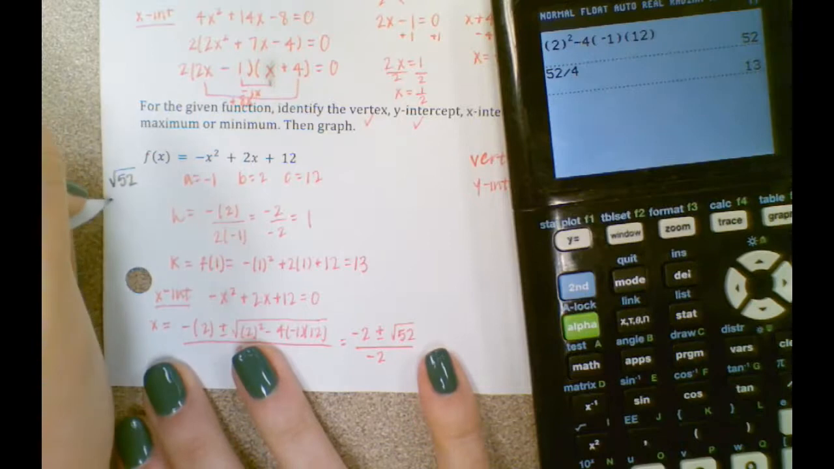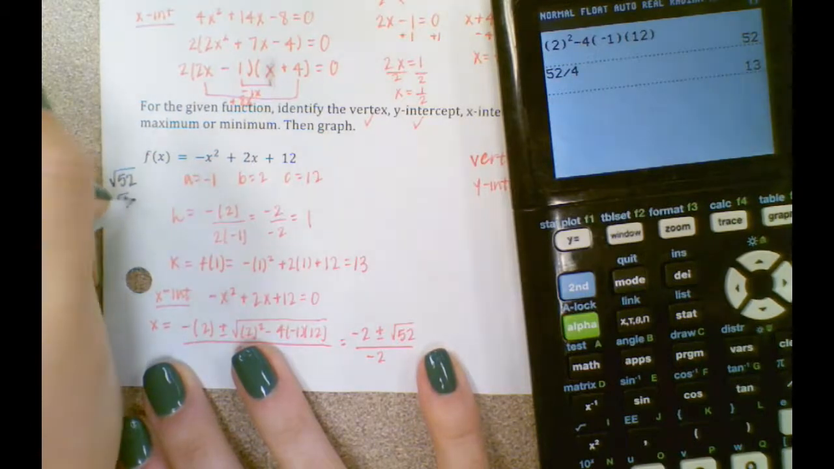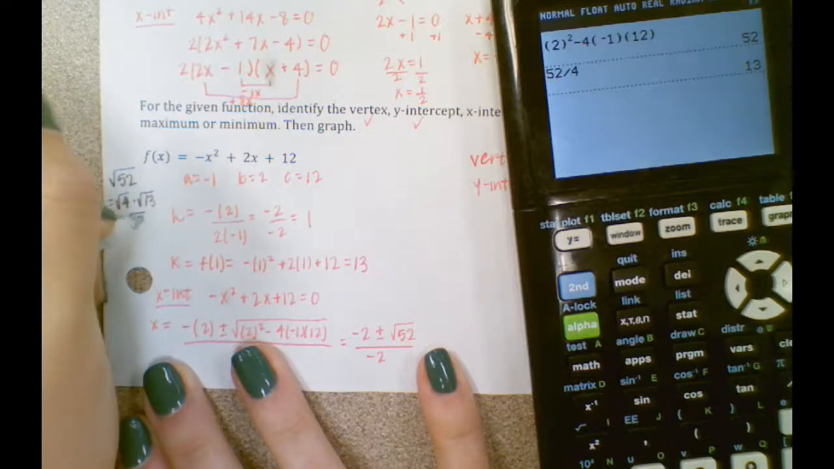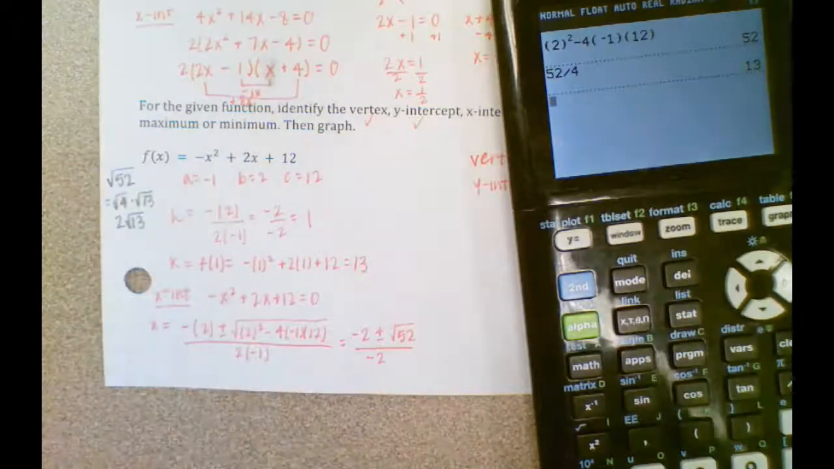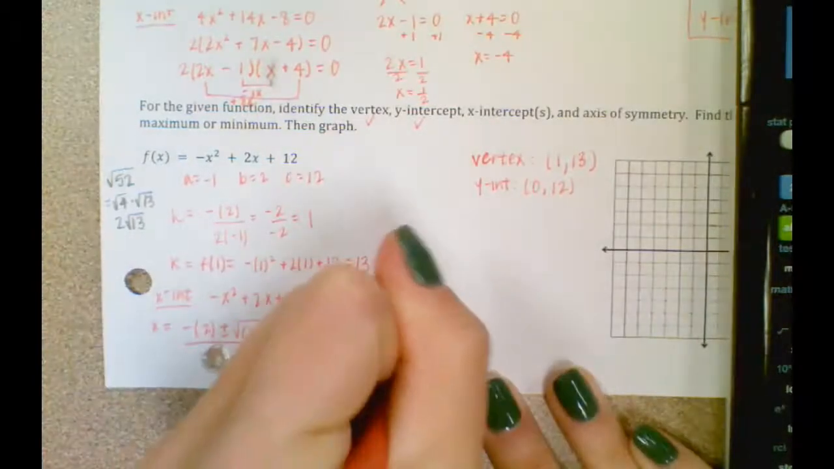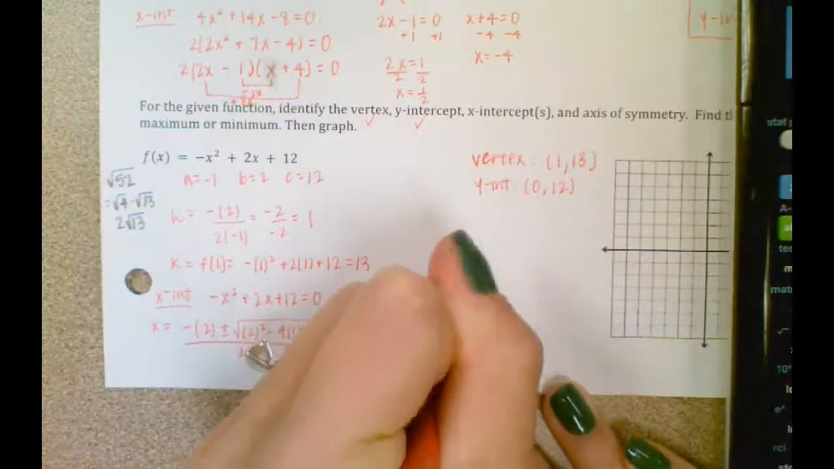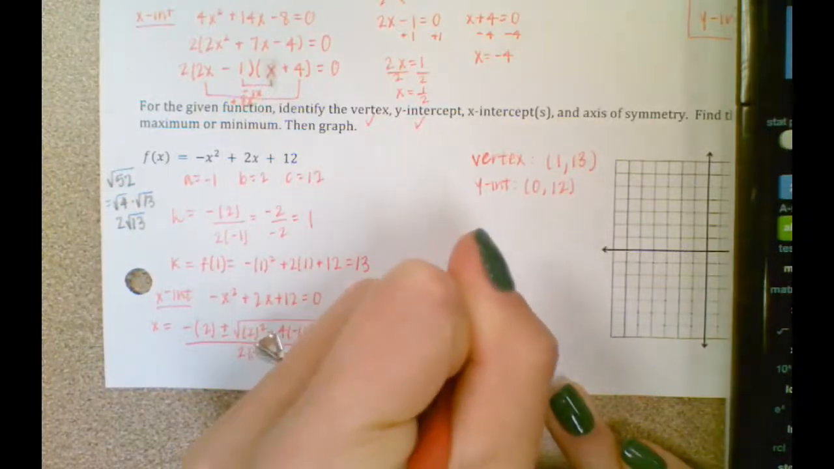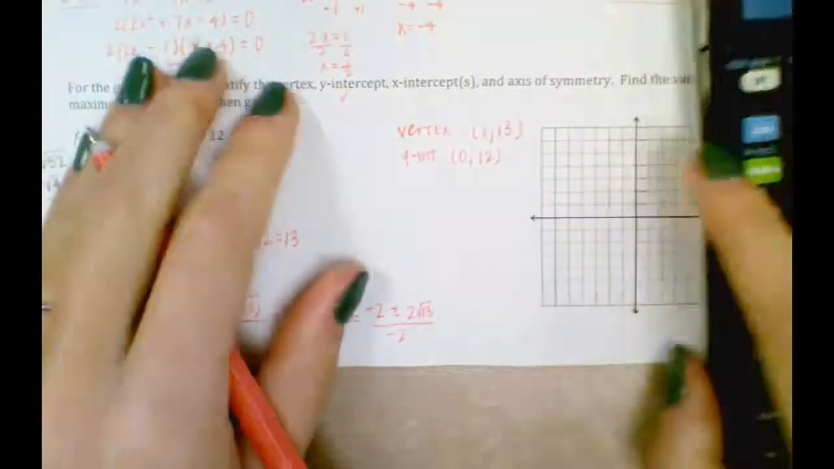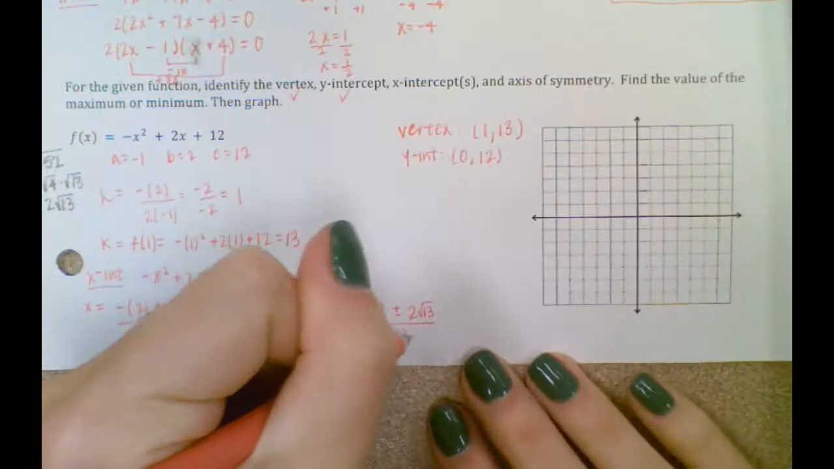All right, so this is really just the square root of 4 times the square root of 13. Square root of 4 is 2. I cannot take the square root of 13, so this is just 2 square root of 13. So I'm going to replace that down here. I'm going to substitute that in for the square root of 52, all over negative 2.